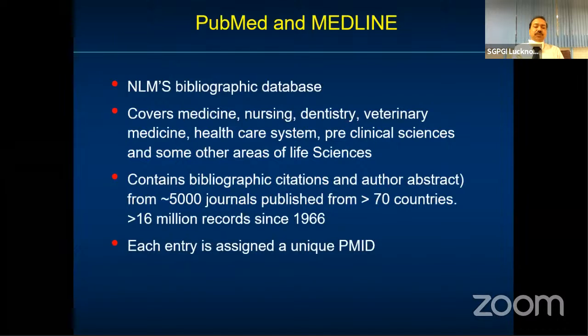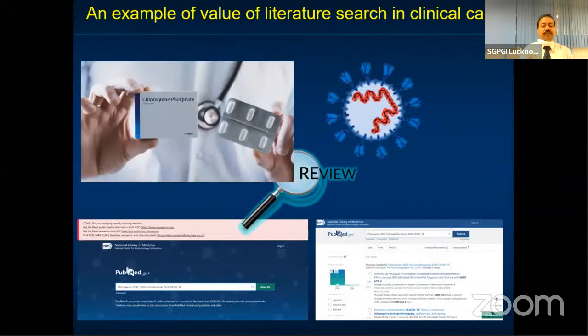It contains bibliographic citations and author abstracts from 5,000 journals published in more than 70 countries. Obviously, the number of records is much bigger now, but since 1966 there were more than 16 million records. Each record is assigned a unique PMID.